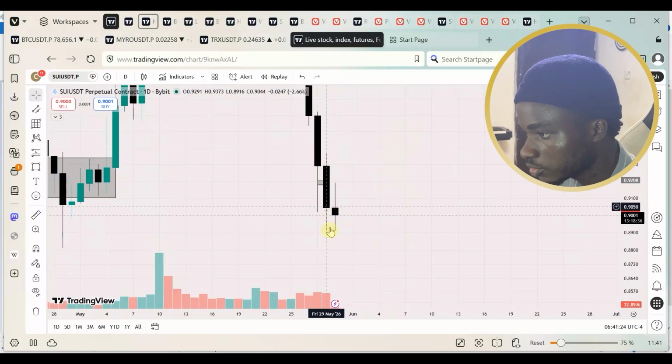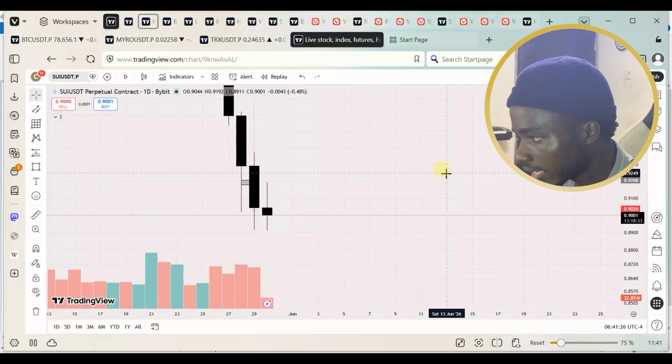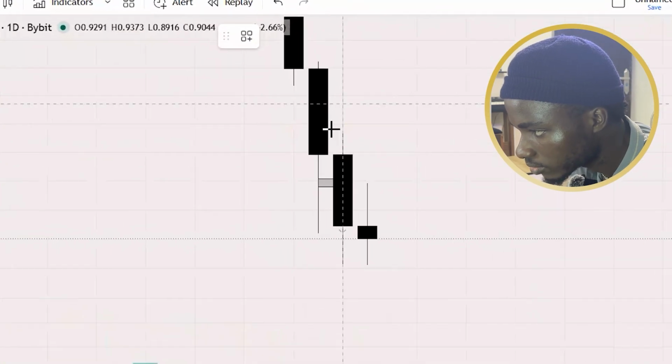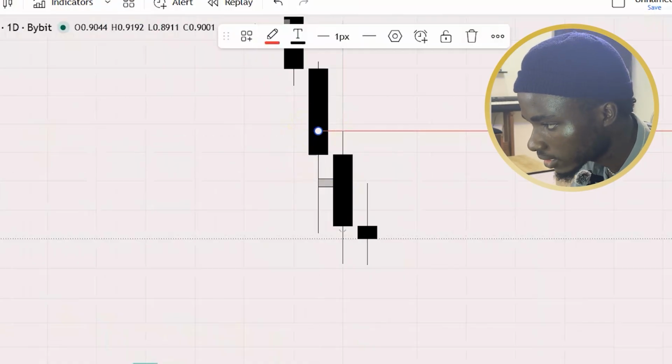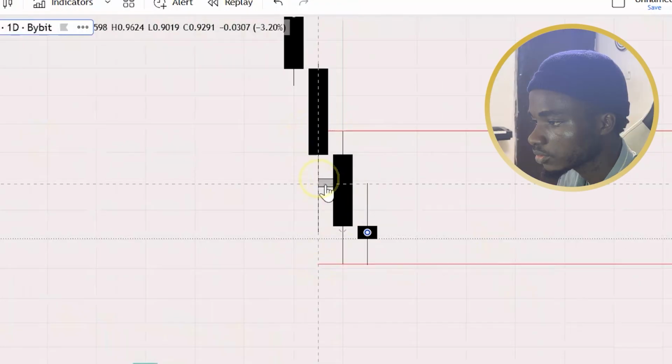It was red. So what you want to do first is to mark the previous day high using the horizontal ray. So this is the previous day high with this particular candle. That's what we're focusing on. And then I'm marking the previous day low as well. You want to mark the equilibrium level also of that candle.